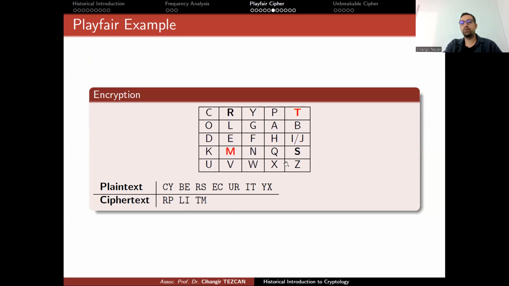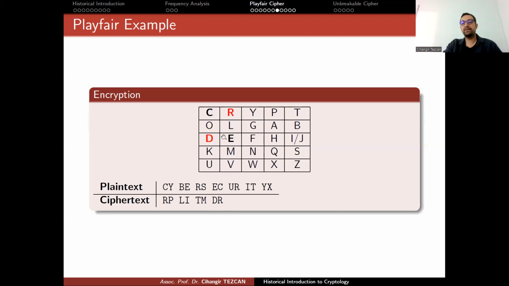Again, they are not on the same row or column. So these are now considered as the corners of a rectangle. So these become the other corners. So since I'm going to encrypt R first, I replace it with T. And when I encrypt S, I replace it with M. So instead of RS, if it were SR, it would be MT. So that is the idea.